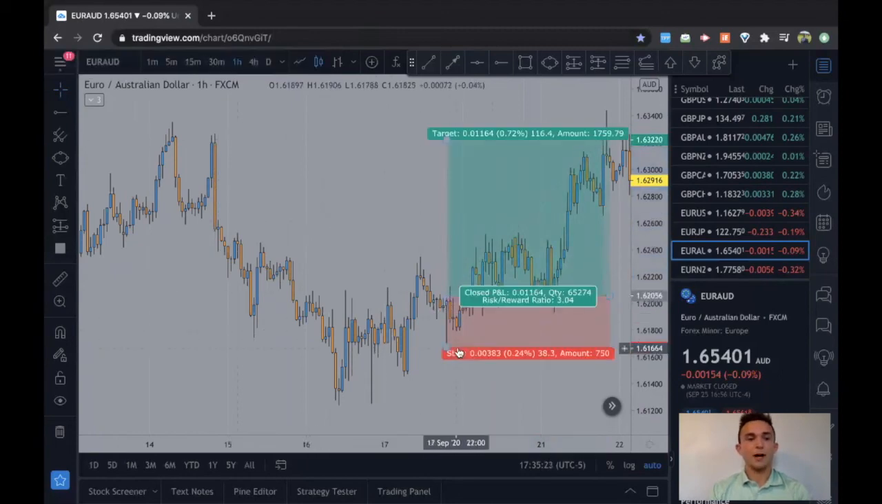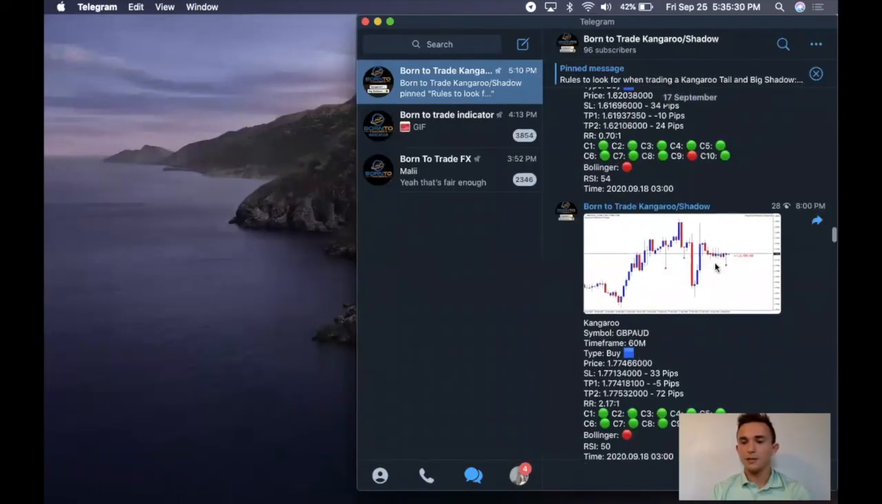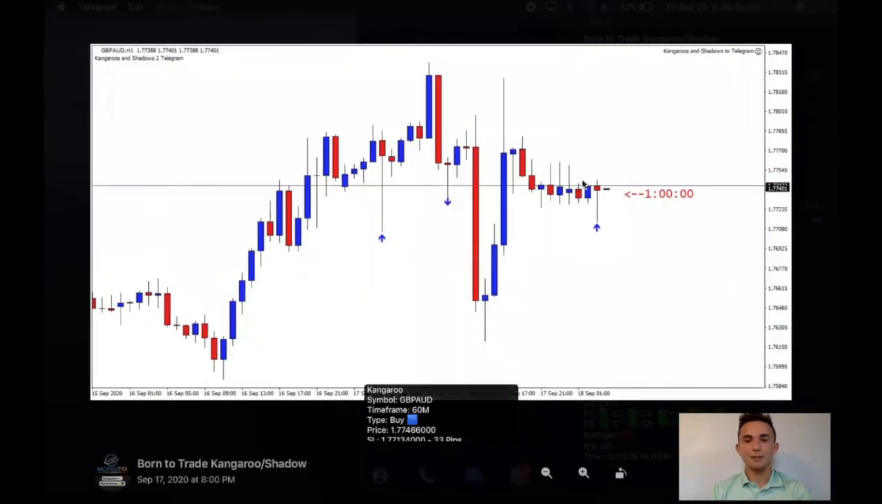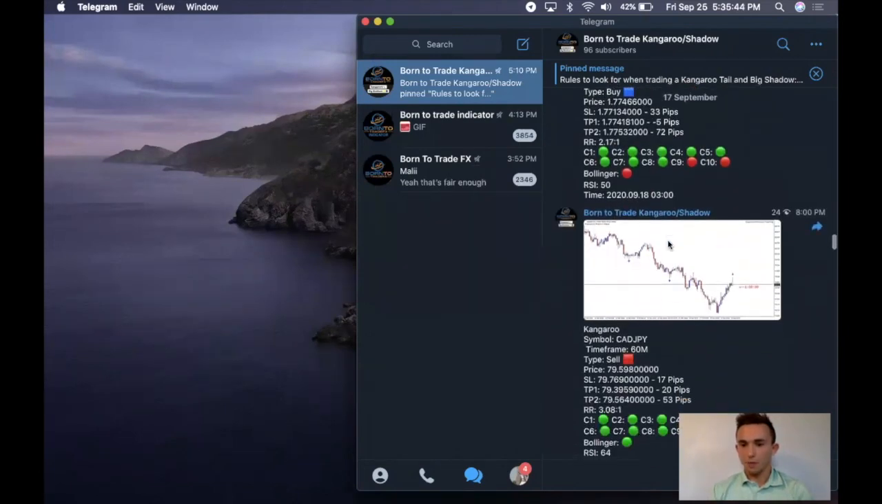And the reason why is our students are finding the most accurate ones. So I'm going to keep going here and just show you a couple more, because this next one here, GBP AUD, our students did not take this. Even though it popped up as a potential kangaroo tail, they did not take this trade because it did not meet all the requirements that I put in the rules to look for. So we'll keep going here.